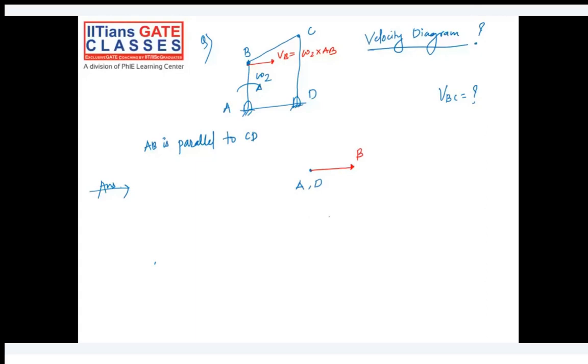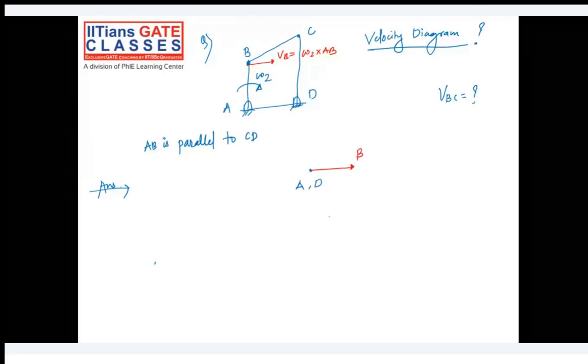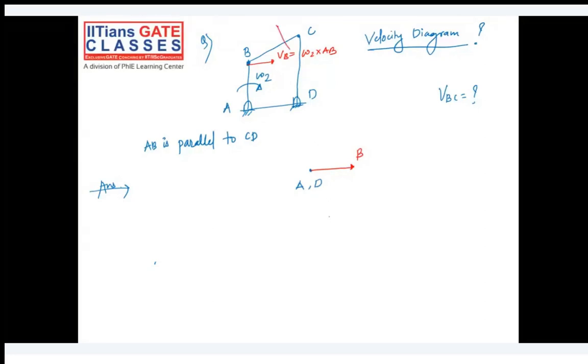So where will be the velocity of link BC? It will be perpendicular to this, right? So if I use this logic on this line, somewhere point C will be there. But what is velocity of link CD? That will be perpendicular to this line. So that is possible only when your point B and C will coincide with each other. Or this is the same point.